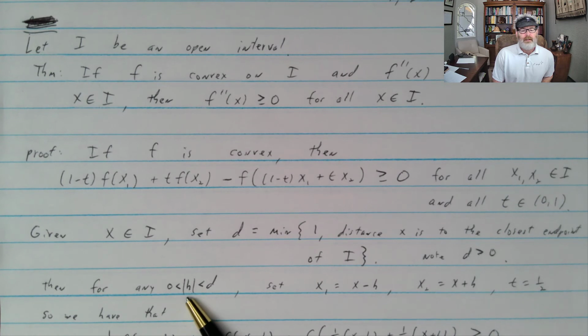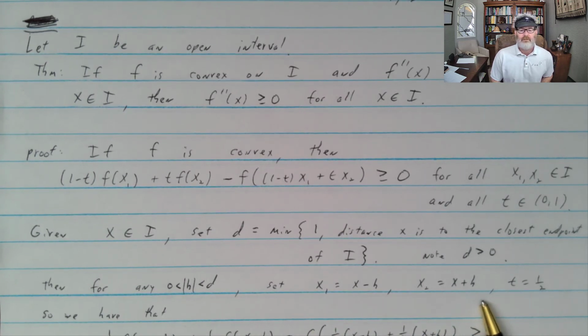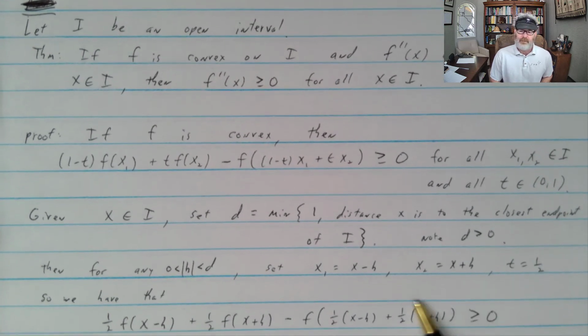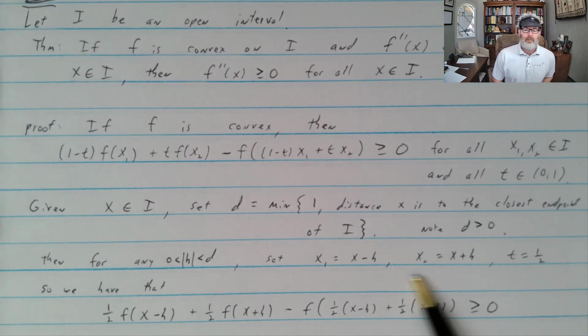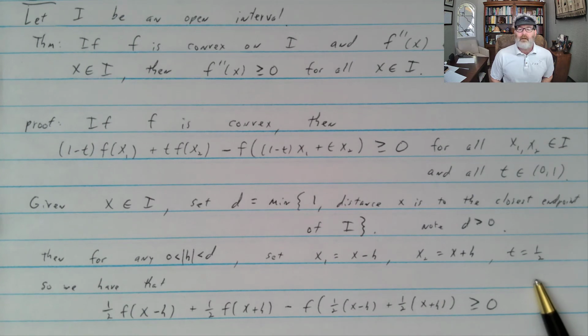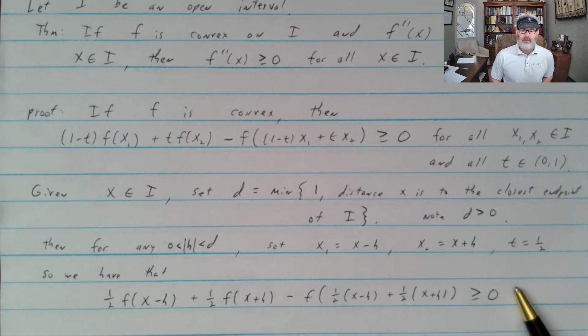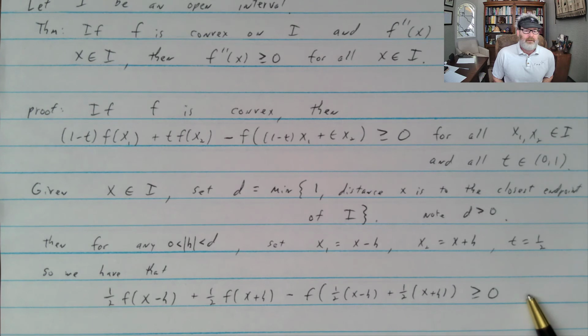Then for any h not equal to 0 and smaller than d, we can set x1 to be x minus h, x2 to be x plus h. And actually h could be negative, but it won't matter. I'll also set t to be 1/2. So it's true for all t in (0, 1). So in particular 1/2 works.